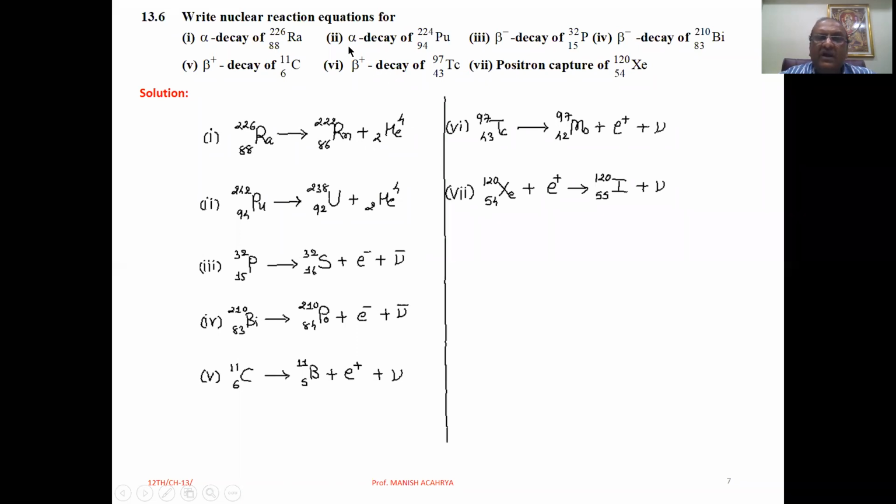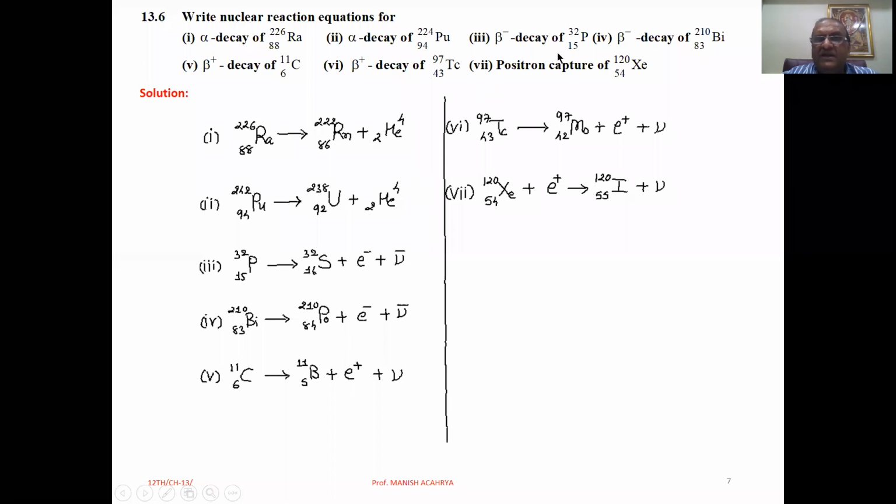Then the second one, alpha decay of 94 Pu 242. So when alpha decay takes place, Z will be decreased by 2 and A will be decreased by 4. So the daughter nuclei will be 92 U 238, and alpha decay means 2He4.